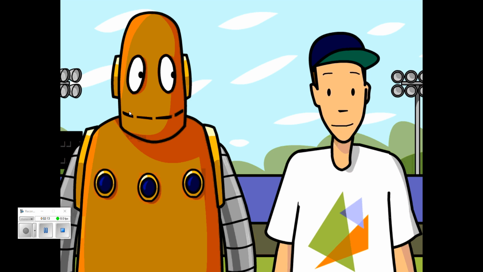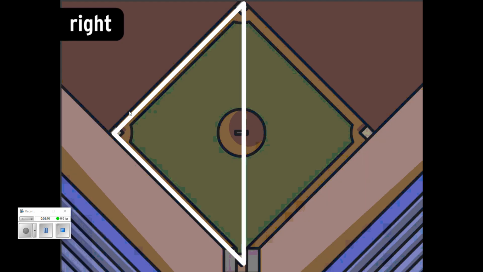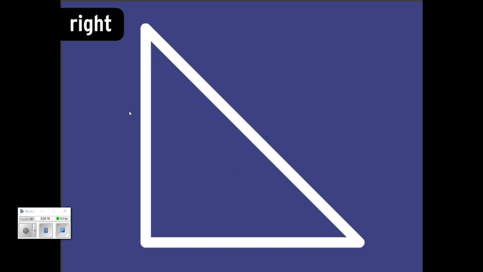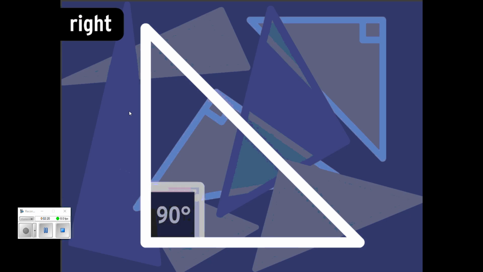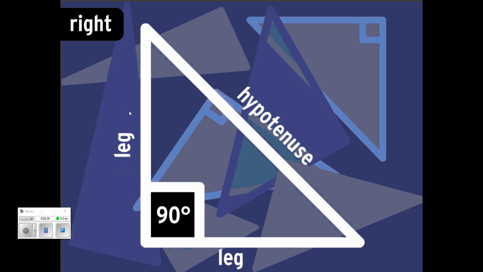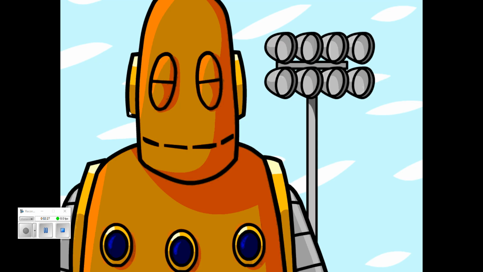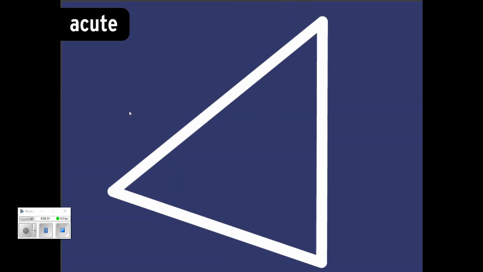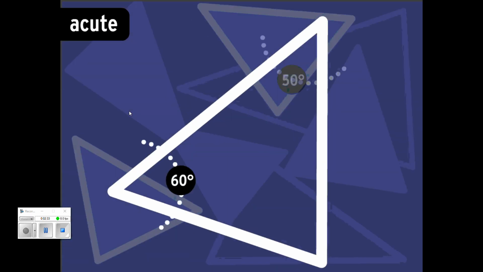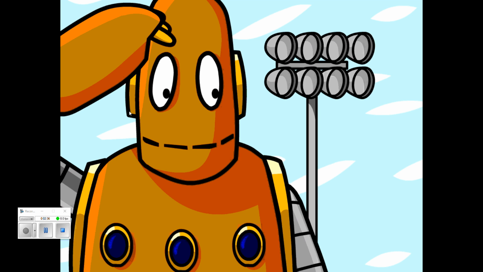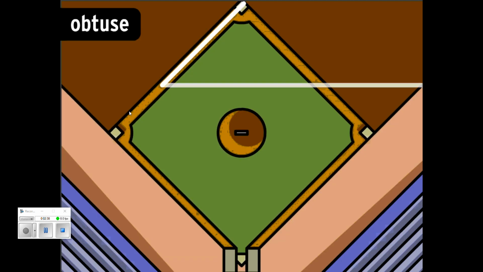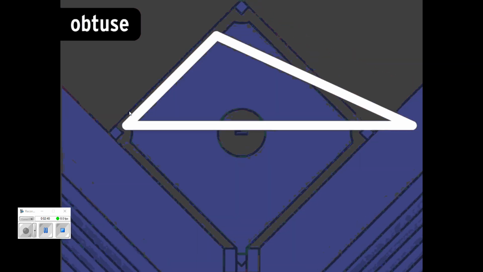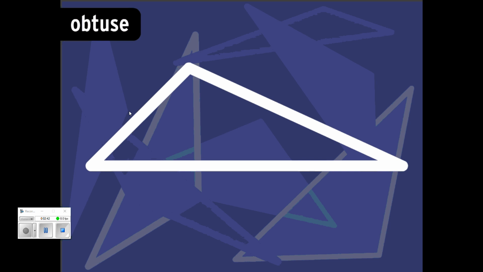Let's take a look at those. Right triangles have one right angle that measures 90 degrees. The long side of a right triangle is called the hypotenuse, and the two sides that form the right angle are called the legs. Acute triangles have three acute angles. An acute angle is one that measures less than 90 degrees. Obtuse triangles have one obtuse angle. An obtuse angle is any angle that measures more than 90 degrees.